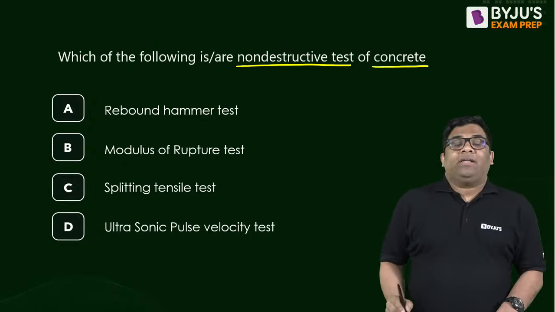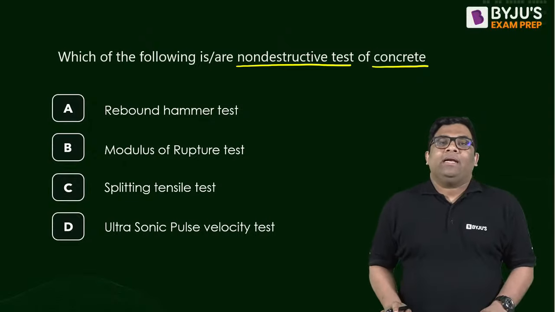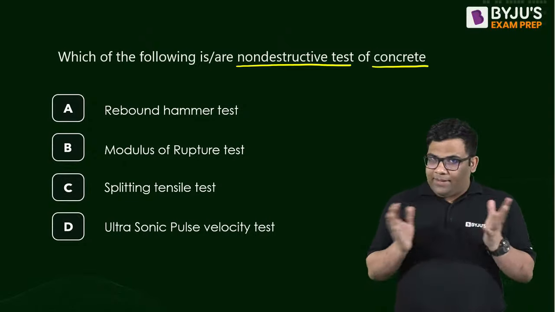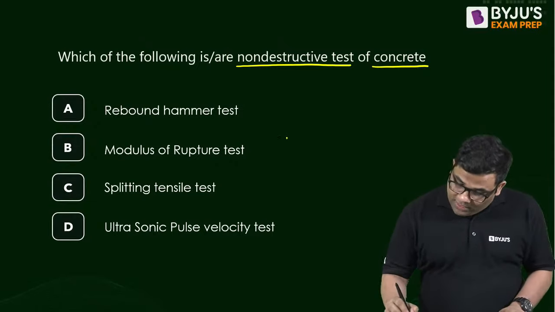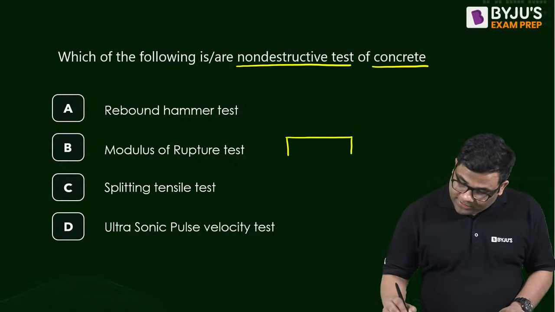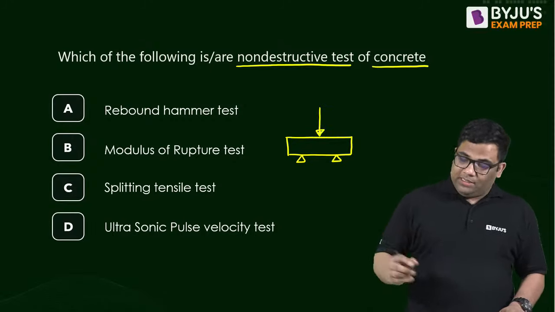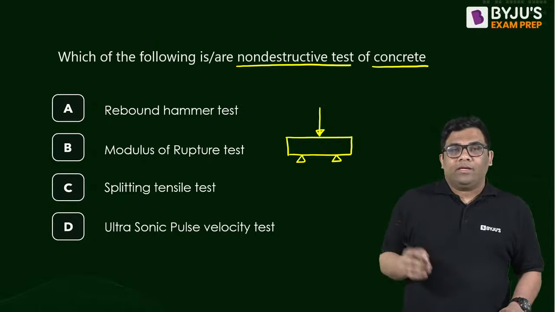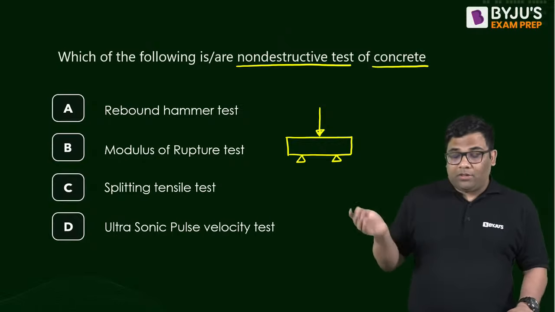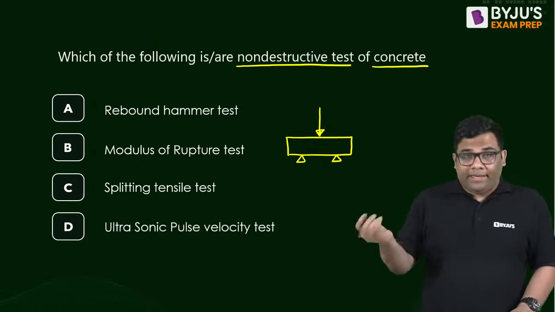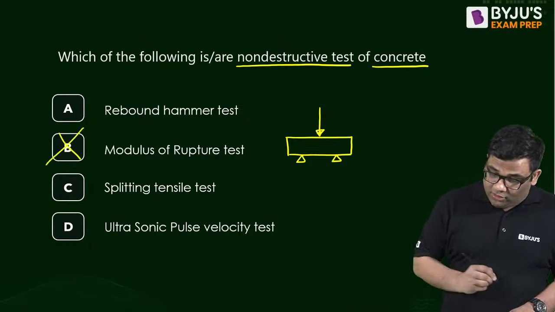See, non-destructive means when you're preparing the sample and the sample is not damaged. But when you are conducting the modulus of rupture test, you are applying the load like this, and then you are measuring the load when there is failure, cracks at the bottom. That means you're cracking it. So this is definitely not a non-destructive test.